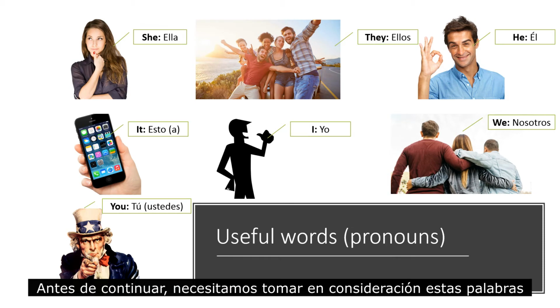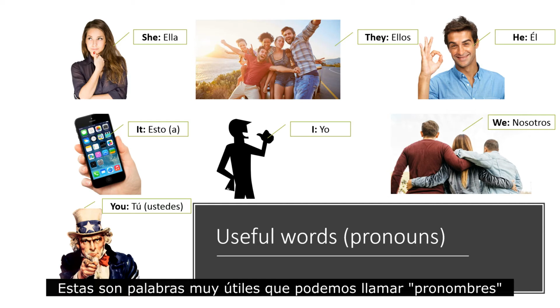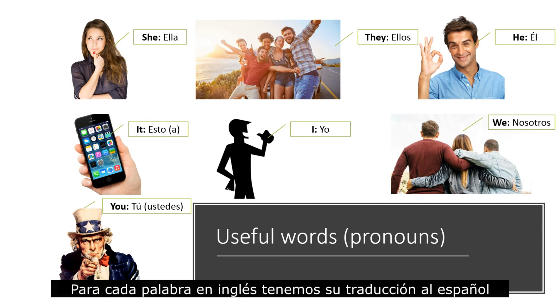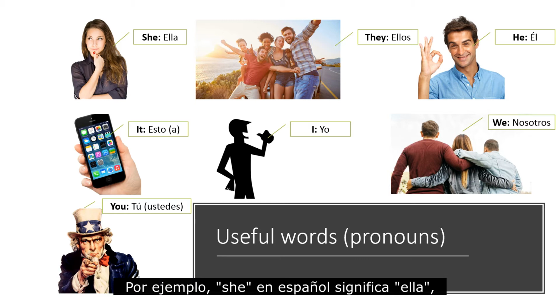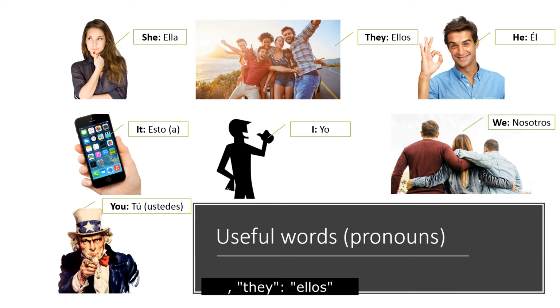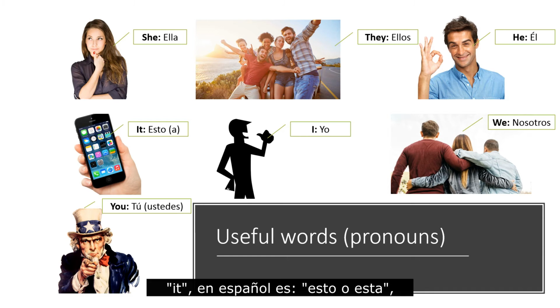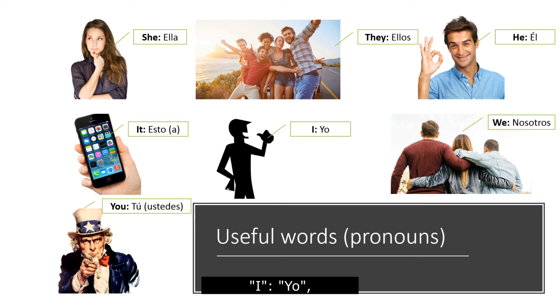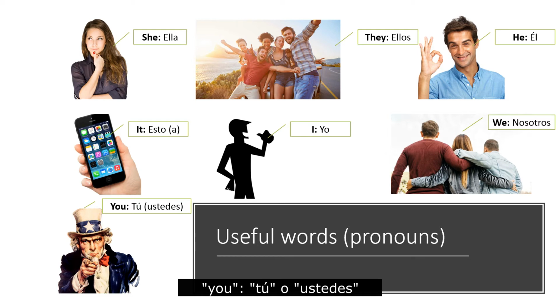Before we go any further, we need to have these words into consideration. These are very useful words, or we can also call them pronouns, okay? For each English word, we have the Spanish translation, okay? So, for example, she in Spanish means ella, they, ellos, he, él, it, in Spanish is esto o esta. I, yo, we, nosotros, you, tú o ustedes.